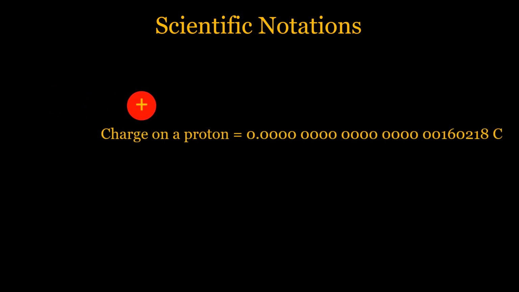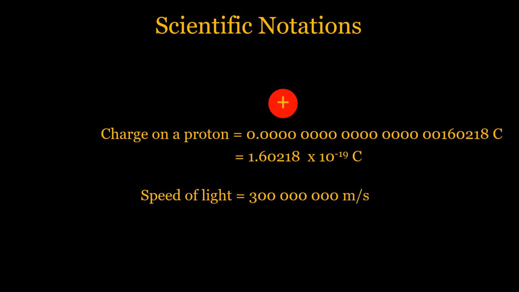Scientific notation is an expression of writing numbers in a short form. It is quite useful in many fields because numbers can be very small as well as very large. They both can be too hectic to write in full. For example, charge on a proton is 0.0000000000000000001602 coulomb, but using scientific notation, it can be written as 1.60218 times 10 raised to power minus 19 coulomb. The speed of light is roughly 300 million meter per second, but it can be written as 3 into 10 to power 8 meter per second.